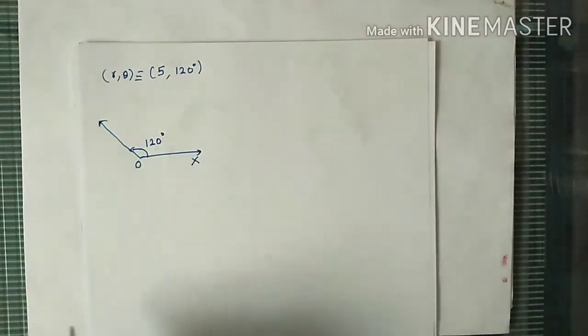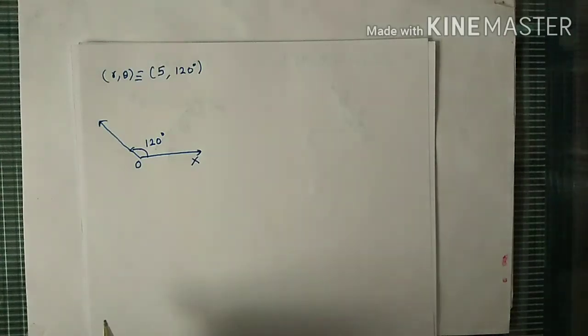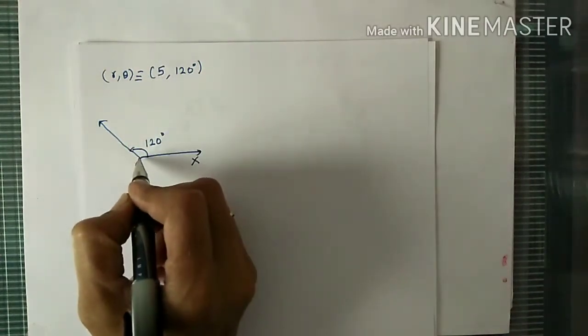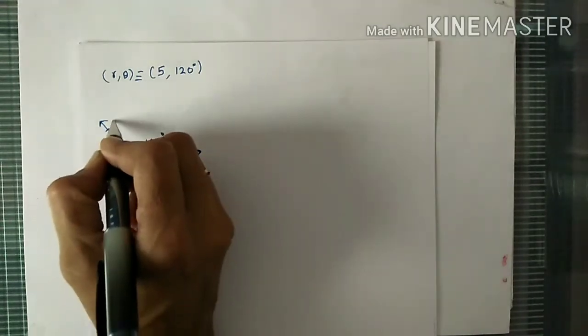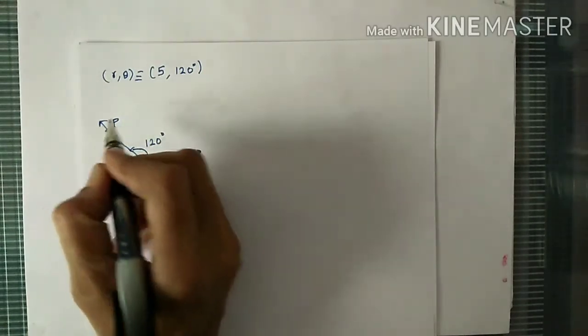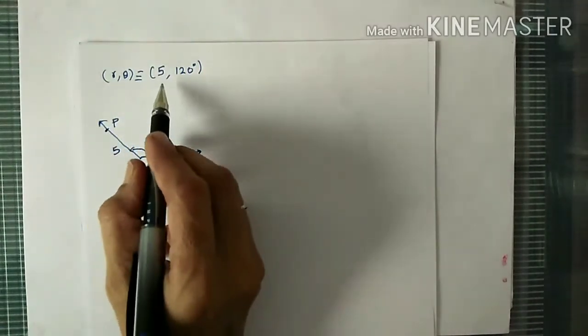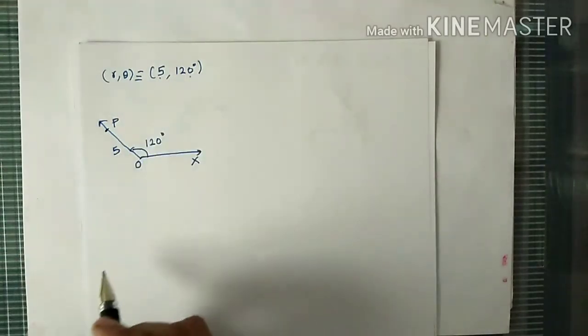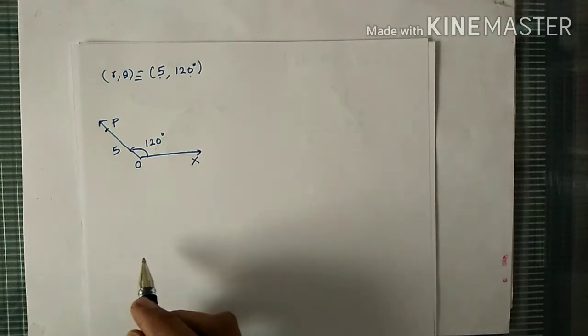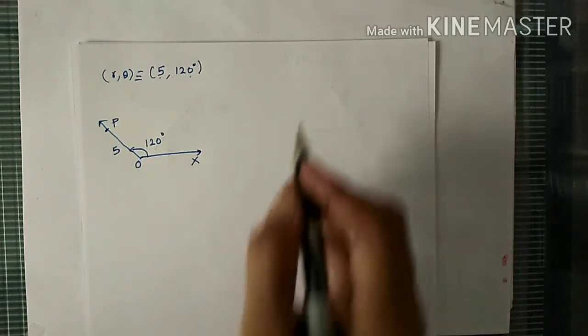Okay. So we have used the information for theta. Now length OP is 5. So start with O and take point P such that length OP is 5. So this is our point P, which has polar coordinates 5 and 120 degrees. So this is how we can determine the position of point P. Let's take one more example.